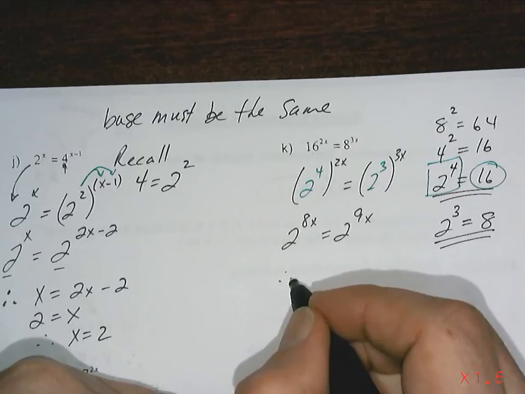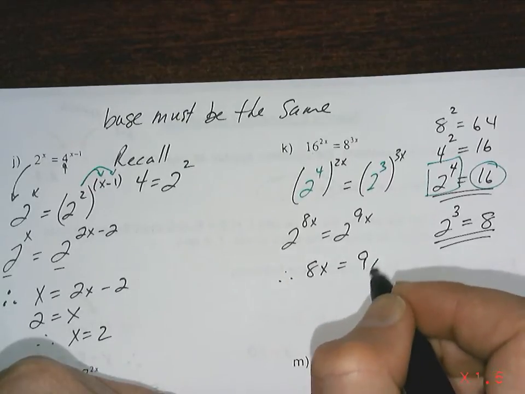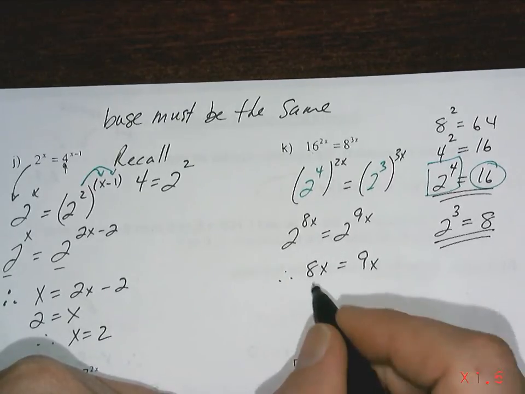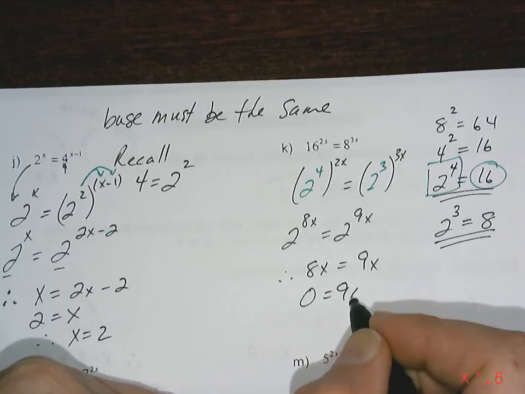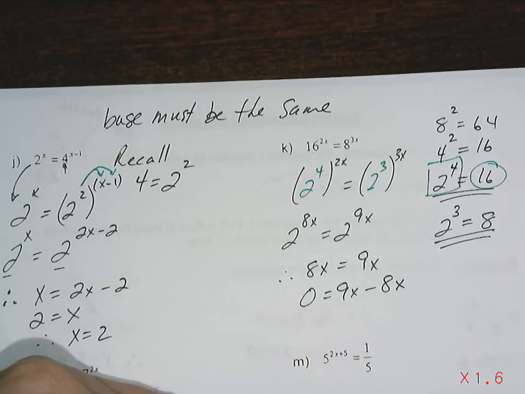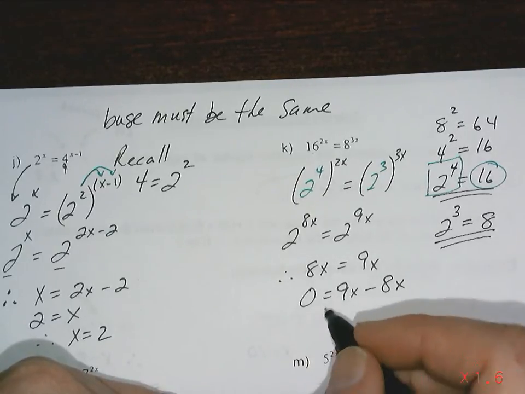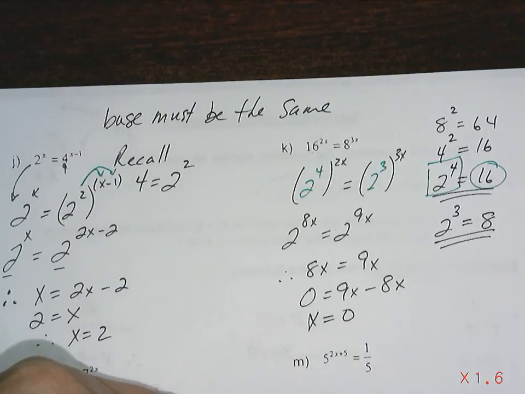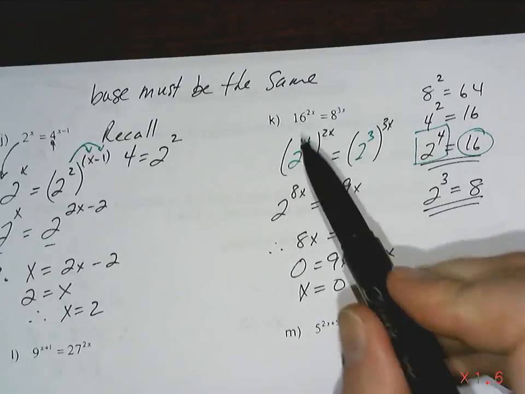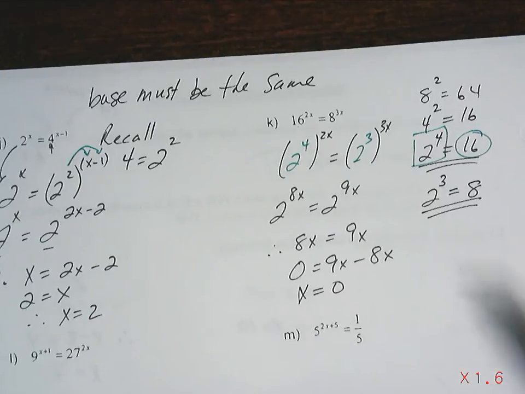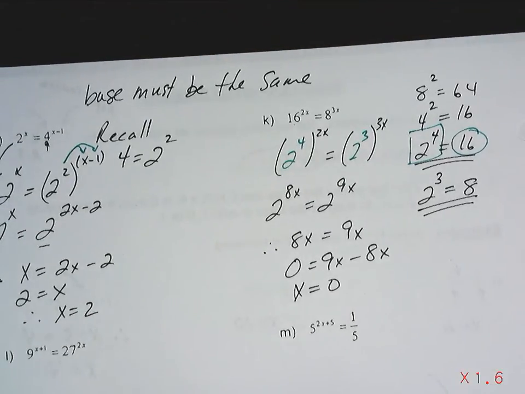And what you get is therefore 8x equals 9x. And what you get is 0 equals 9x minus 8x. I took it over to the other side. And what you get is x equals 0. So the only value that will allow these two to equal each other is x equals 0.